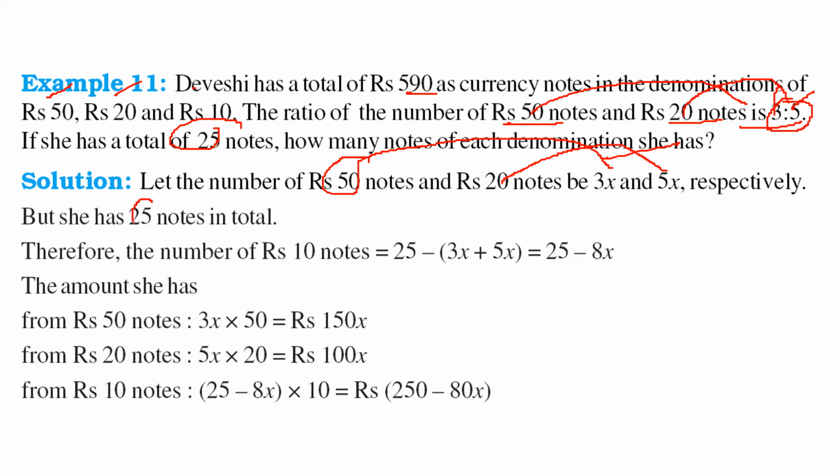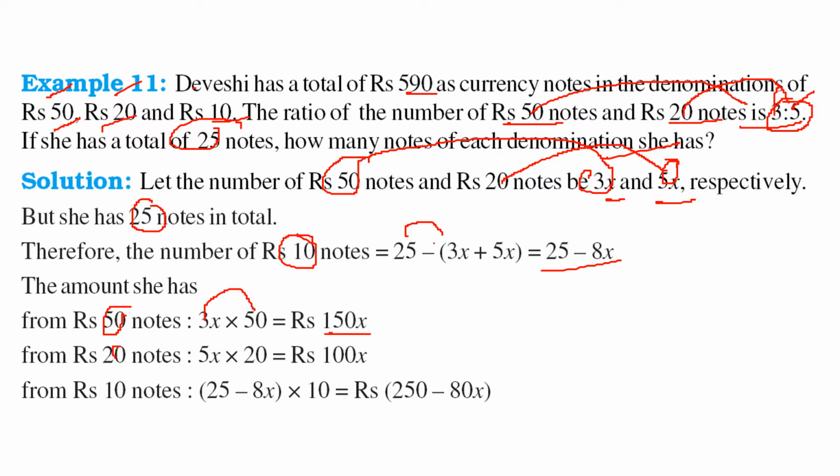But she has a total of 25 notes. So 25 minus 3x minus 5x will be the number of 10 notes, because the number of 10 notes is not given. She has all the denominations 50, 20 and 10. So the total number of 10 notes will be 25 minus 8x.